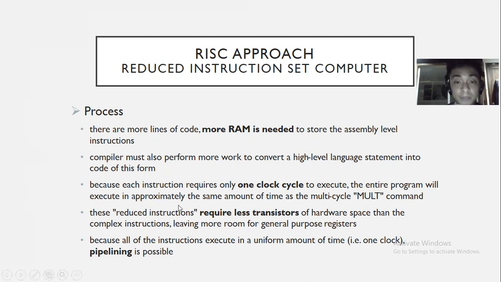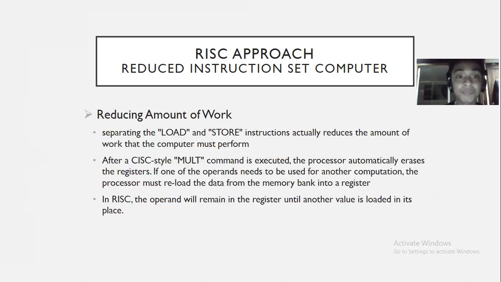So to proceed, these reduced instructions require fewer transistors of hardware space than the complex instructions, leaving more room for general purpose registers. So this is also very good for the hardware. Because all of the instructions execute in a uniform amount of time, i.e. 1 clock, pipelining is possible. Pipelining is the technique where multiple instructions can be executed at the same time. It's sort of like multitasking for the microprocessor.